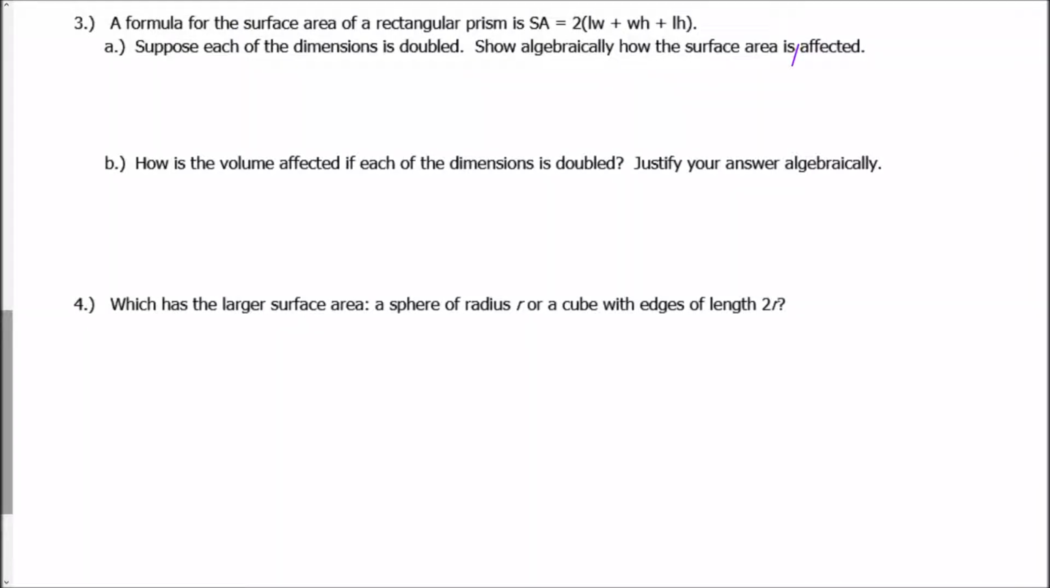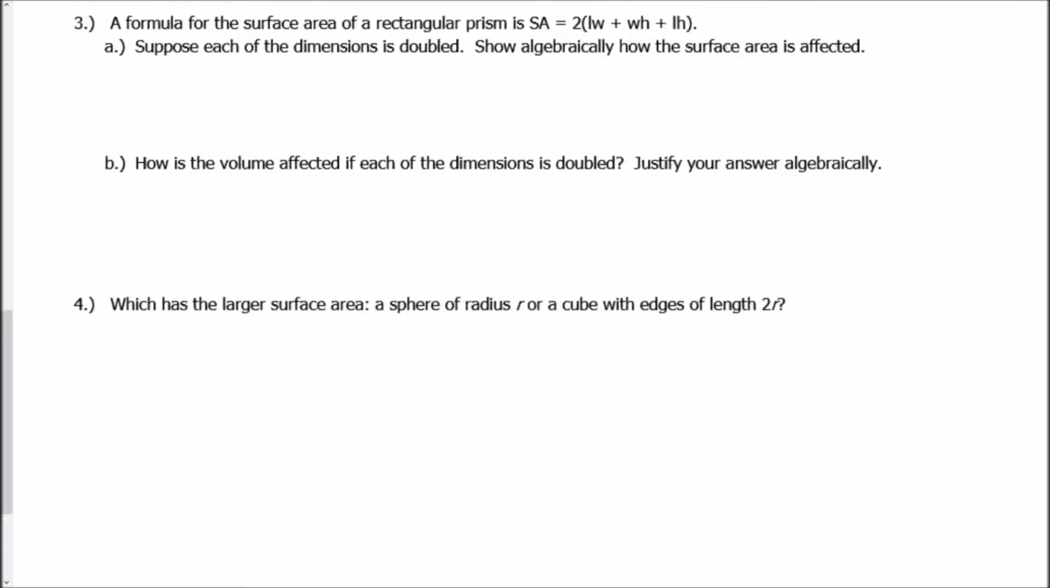All right, question number 3. It says a formula for the surface area of a rectangular prism is surface area equals 2 times the length times the width plus the width times the height plus the length times the height. Suppose each dimension is doubled. Show algebraically how the surface area is affected.